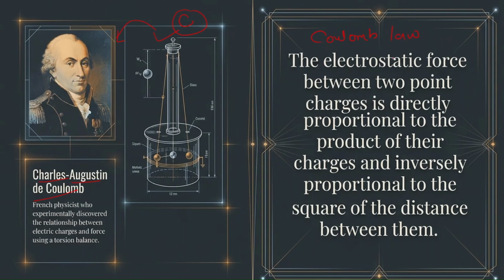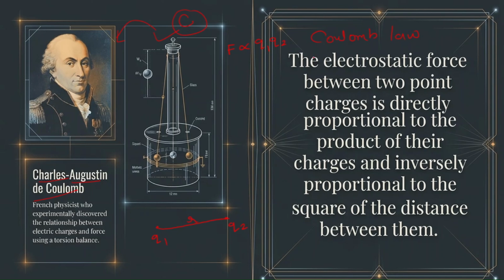Coulomb's law states that the electrostatic force between two point charges is directly proportional to the product of their charges, which means F is proportional to Q1 Q2. Let's suppose one charge is Q1 and the other charge is Q2. And it is inversely proportional to the square of the distance between them. Let's suppose here is Q1 charge and another charge is Q2 here, and the distance between them is r.